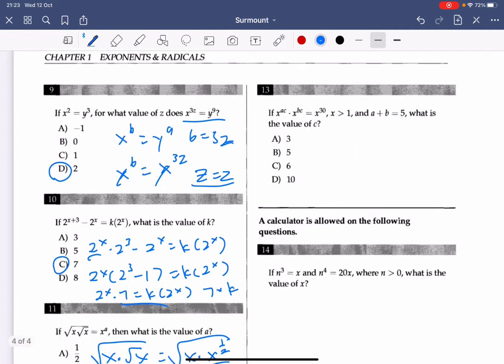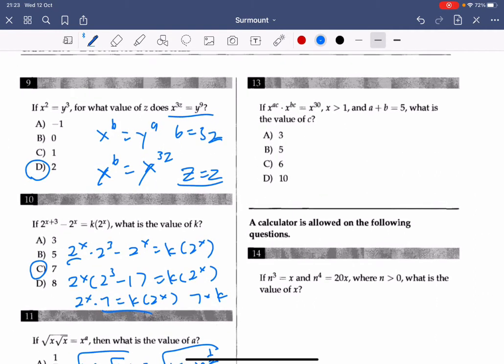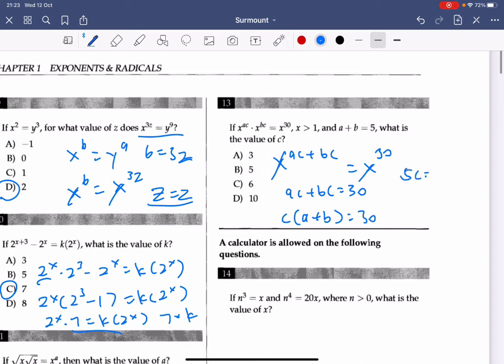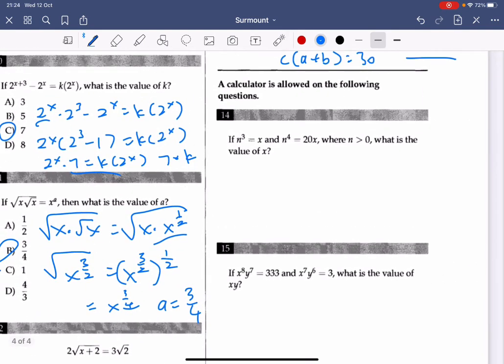So this one, multiplying is basically addition, right? So x to the power of AC plus BC equals x to the power of 30. Simplifying the bases, AC plus BC equals 30. Simplifying out C, we get C times parenthesis A plus B equals 30, and A plus B is 5. So 5C equals 30, and C will equal 6. So the answer to number 13 will be C.